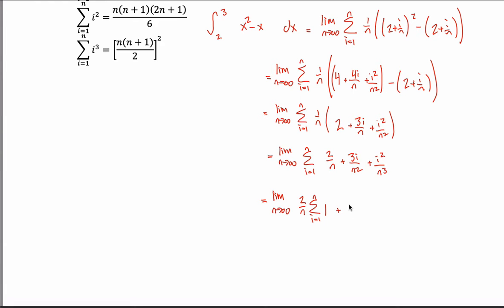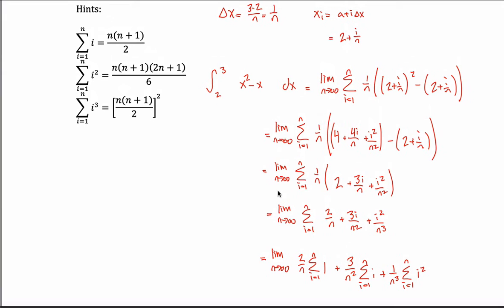For this second term, the 3 over n squared is a constant because it doesn't involve the letter i. So we'll pull that out in front of the sigma, and we'll be left with just the i. And then for the third term, the i squared is the variable, so 1 over n cubed is the constant. So we can pull that out in front, and we're left with just this. And now comes the stage where we can get rid of all these sigmas.